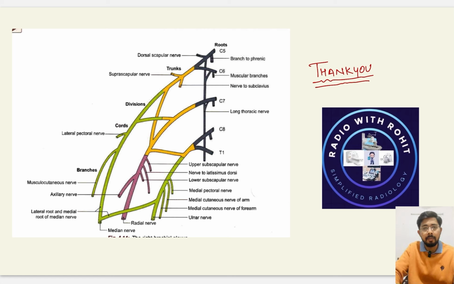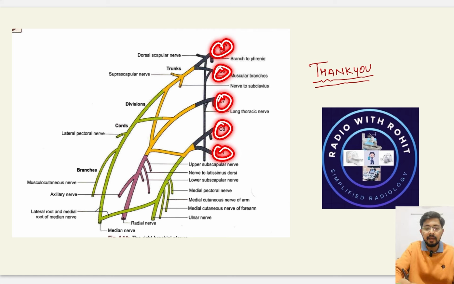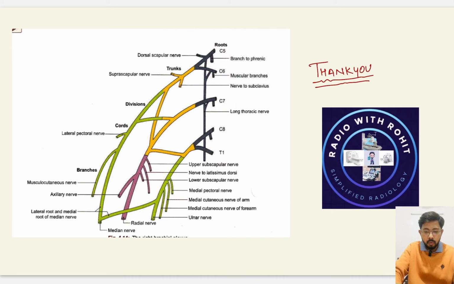So this is our brachial plexus. Quickly, we can see that C5, C6, C7, C8 and T1 are the roots. They will give rise to the upper trunk from C5 and C6. C7 continues as the middle trunk, and C8 and T1 will form the lower trunk. They will be divided. The divisions will form the cords.